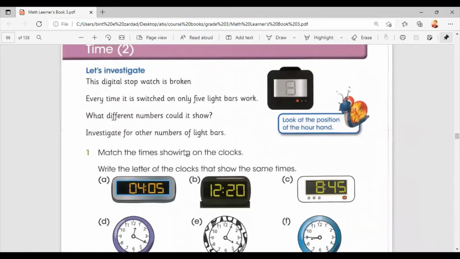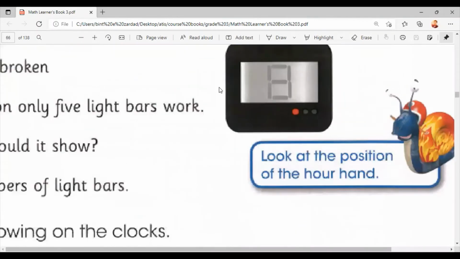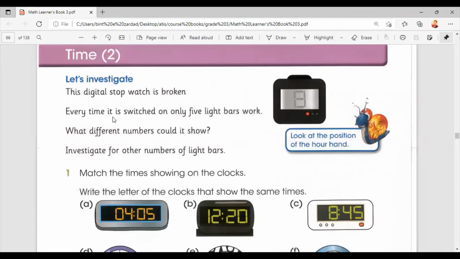Okay, this digital stopwatch is broken. Each time it is switched on, only 5 light bars work. What different numbers could it show? Okay, the 5 light bars work. It means 1 it can show, 2 it can show, because of the 5 light bars.